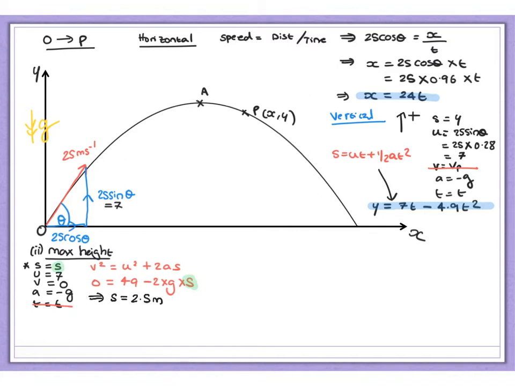So just to point out, if you wanted to, you could actually have differentiated the result for y. dy by dt is equal to 7 take away 9.8t. You could then set that equal to 0. So at the maximum height, we know that dy by dt is equal to 0, so that gives you 7 minus 9.8t equals 0. t then equals 7 over 9.8, and if you substitute this back into the equation for y here, you will find that you get 2.5 meters again. So that's an alternative method that we could have used.